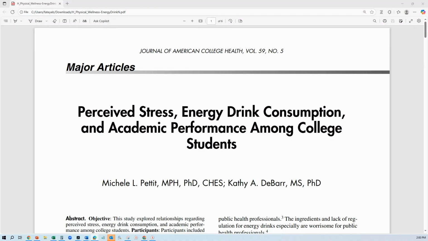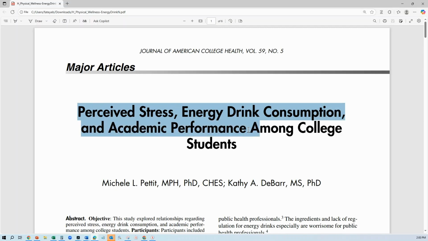Okay, so I picked this paper as an example of how you might do that. And so the paper is Perceived Stress, Energy Drink Consumption, and Academic Performance Among College Students. Now, notice that this title doesn't tell me what the dependent or the independent is. It just talks about three different variables.